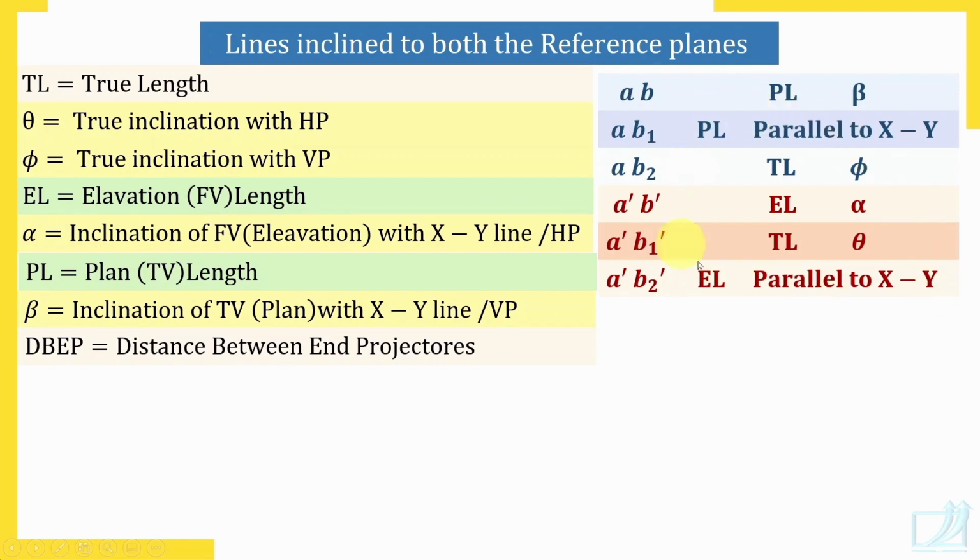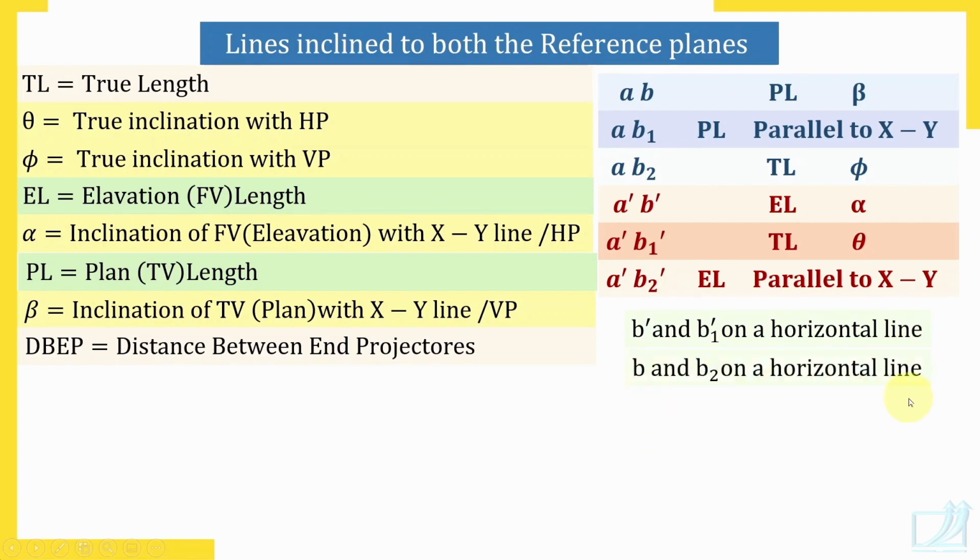So it's very important to remember this. So this is called 6 views logic. While solving problems on lines inclined to both the reference planes, we are going to use the 6 views logic always. Also remember that B dash and B1 dash lie on a horizontal line. B and B2 lie on a horizontal line.